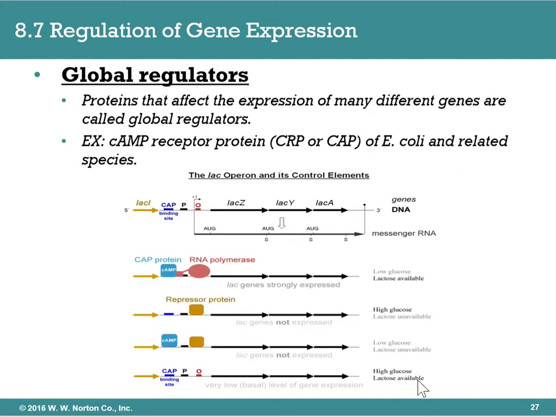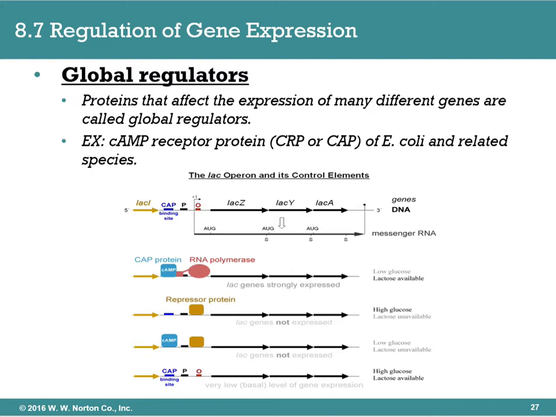Now, what if we have high glucose and high lactose? What will happen is the CAP will not bind, and the repressor will not bind either. So you see no CAP binding and no repressor binding. That means there's going to be very minimal expression of lac genes. On the test, if I were to give you just this part of this figure, I would want you to be able to tell me what the conditions are, whether or not glucose is present, as well as lactose.